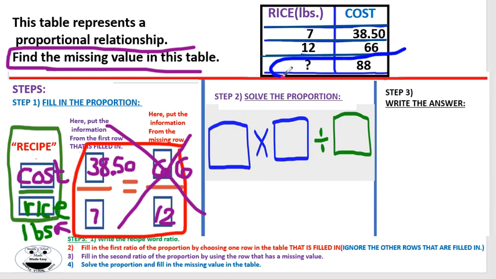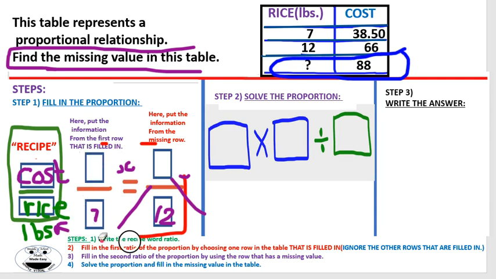Because what we have here in our problem is nothing to solve in this proportion. It's all solved already. And that is why some of you may be wondering, why can't we choose the first 2 rows? No, we cannot choose the first 2 rows. We're going to choose, and I wrote the steps here, a row that is filled in completely. So either the 7 and the 38.50 or the 12 and the 66.